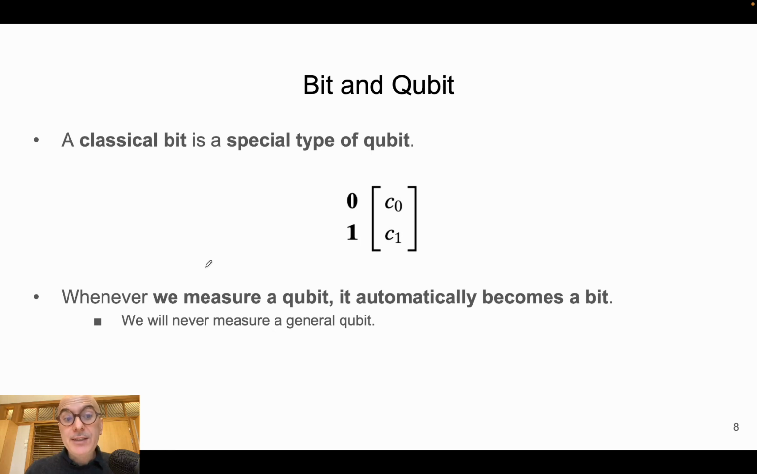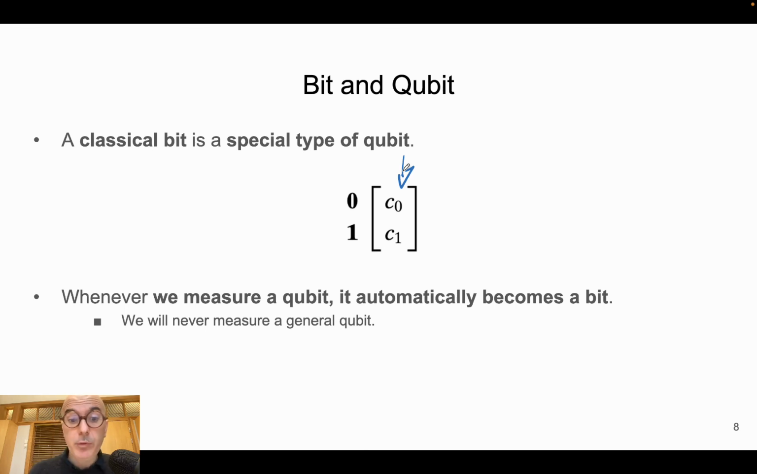So you can understand that a classical bit is a special type of qubit. The classical bit is nothing else than a qubit where the elements of our column vector are real values. The qubit is a generalization of this because we are using complex numbers, so it's much more general. The classical bit is just a complex number with only a real part. That's why the qubit is a generalization of a bit.